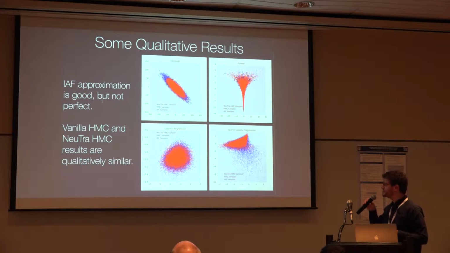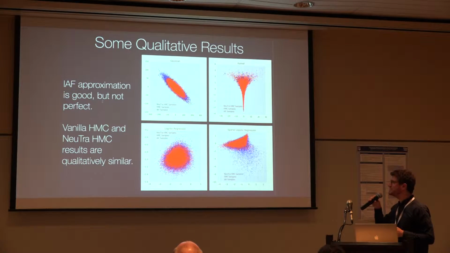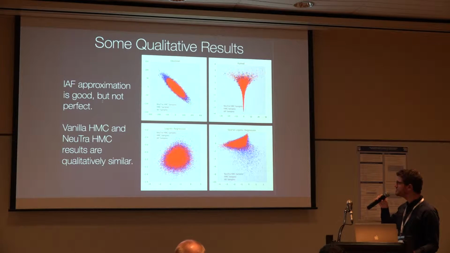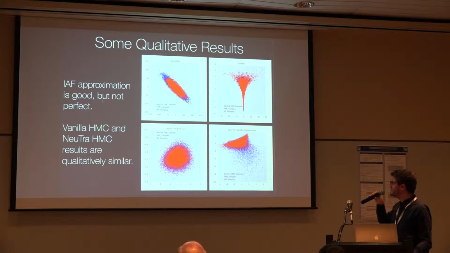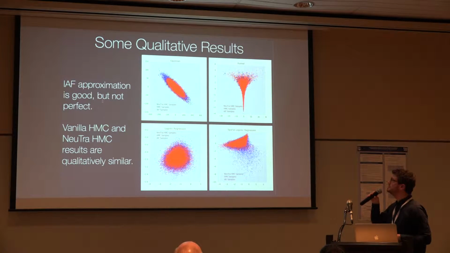A few more qualitative results. Things to take away from this picture are that IAF is often able to produce a good approximation, but it can't usually produce a perfect approximation. And that the blue and black dots, which are samples from vanilla and NeuTra-HMC, are basically qualitatively similar.